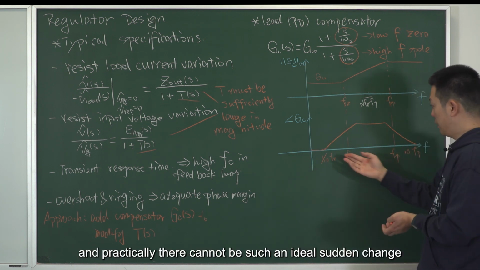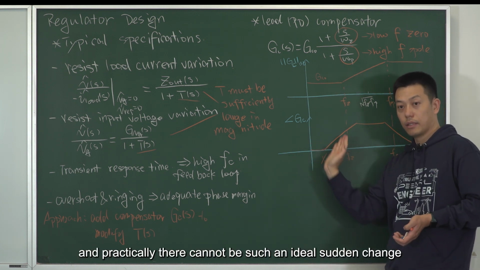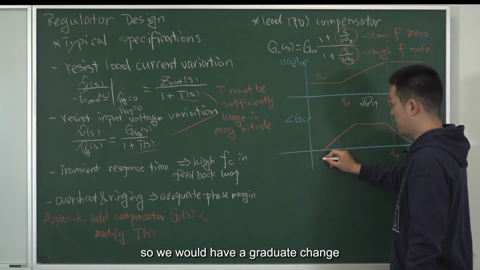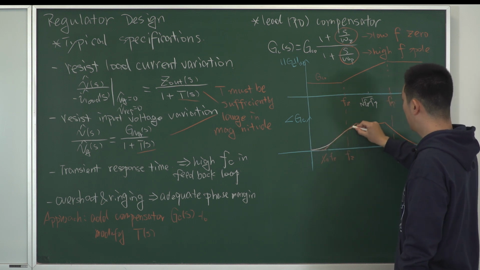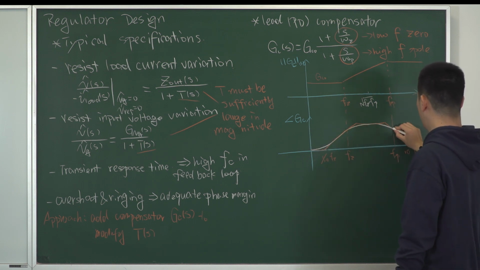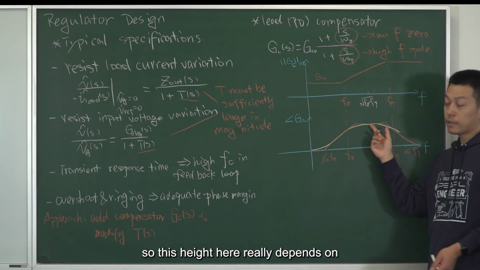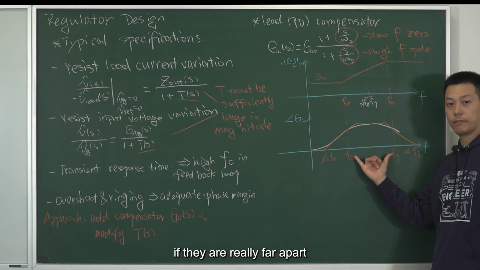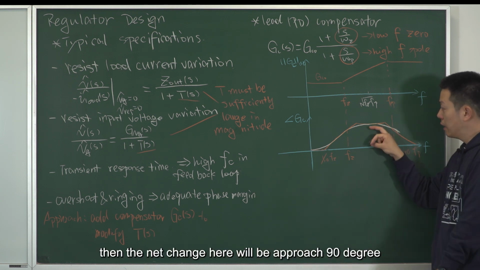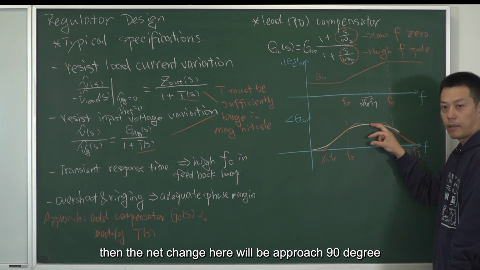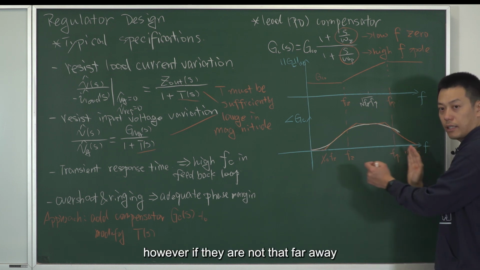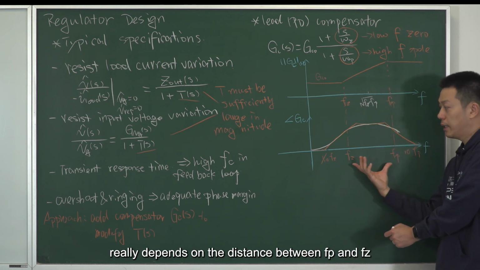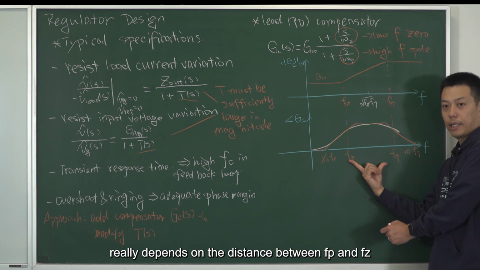Practically, there cannot be such an ideal sudden change, so we would have a gradual change. This height here really depends on the distance between those frequencies. If they are really far apart, then the net change here will be plus 90 degrees. However, if they are not that far away, then this will be slightly lower than 90 degrees. It really depends on the distance between Fp and Fz.